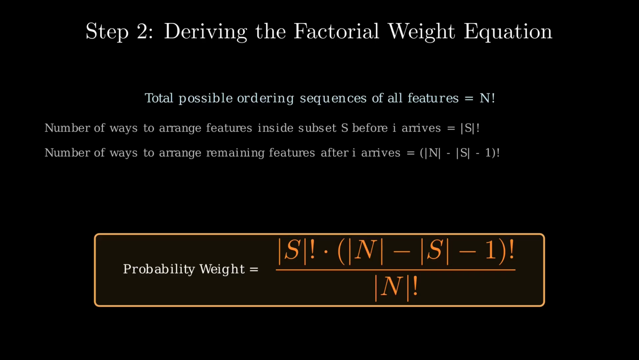Multiplying these two localized ordering choices together gives us the total number of permutations where feature I joins subset S. Dividing this value by the absolute total pool of n factorial sequences yields the exact probability weight applied in our master equation.